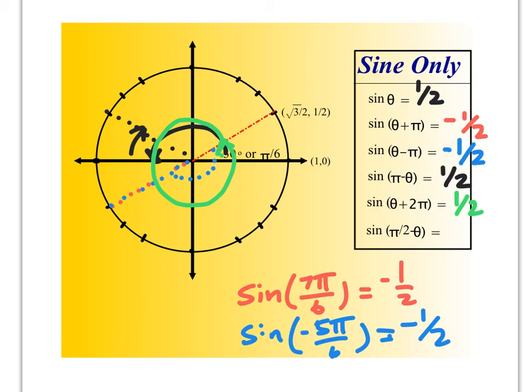And sine of pi over 2 minus theta. Okay, so let's rotate pi over 2, and then subtract theta. That's just going to be this angle right here. And at that angle right there, our sine and our cosine just flip. So we get root 3 over 2.